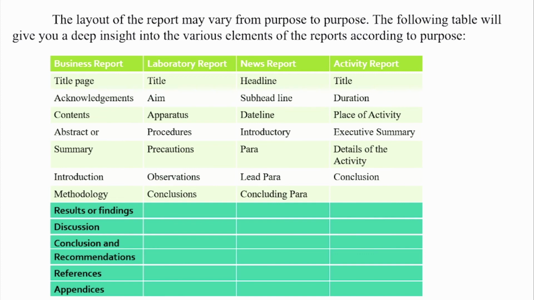Then for laboratory report we have title, aim, apparatus, procedures, precautions, observations and conclusions. Then for news report we have first headline, then subheadline, date line, introductory para, lead para and then concluding para. Then for activity report we have title, then duration, then place of activity, executive summary, then details of the activity and then conclusion.